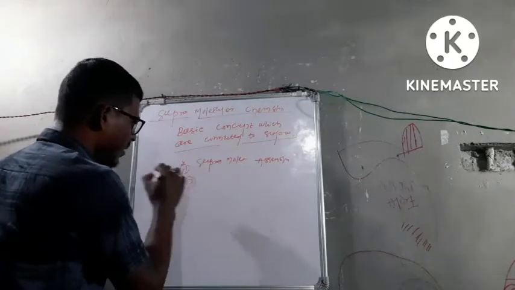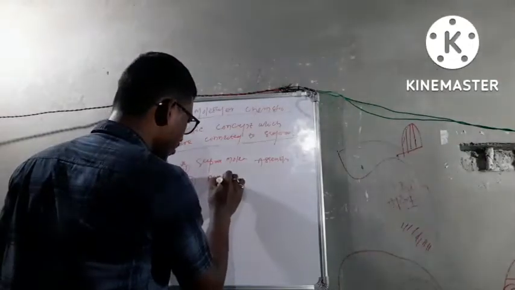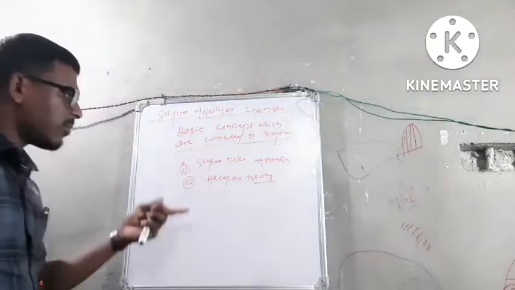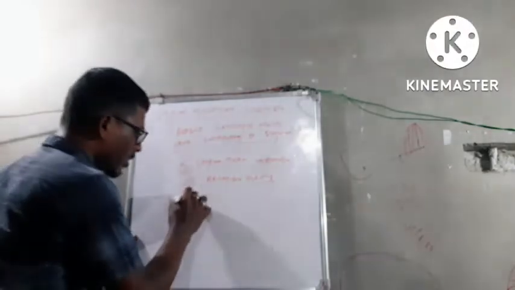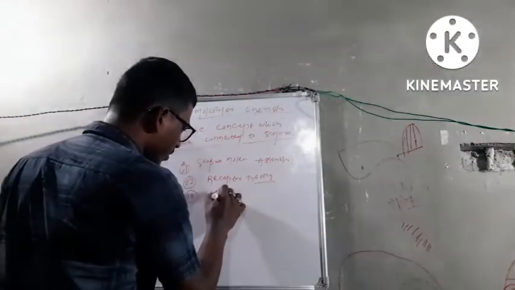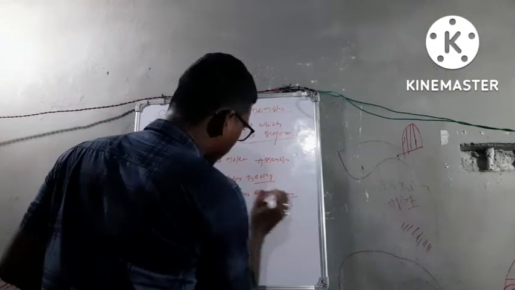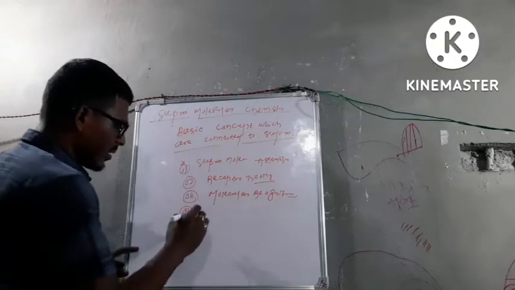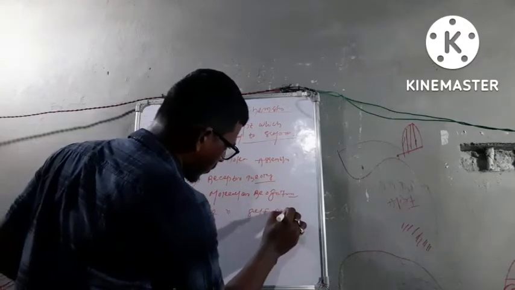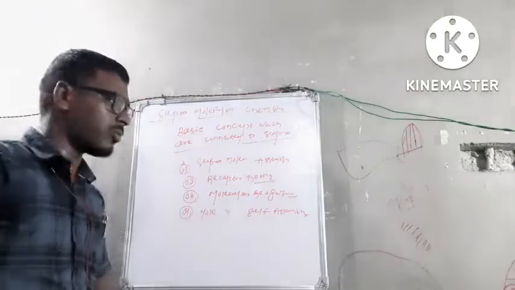Number two is the receptor theory, which was given by J.M. Lehn, as we have known previously. Number three is molecular recognition. Number four is molecular self-assembly. So we have discussed four different points which are the basic concepts connected to supramolecular chemistry.